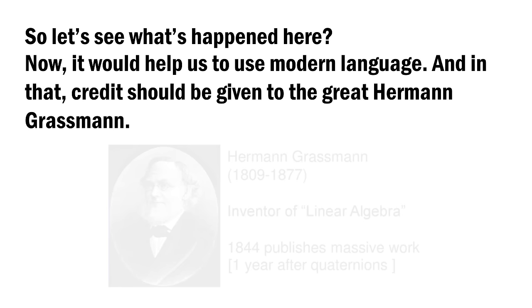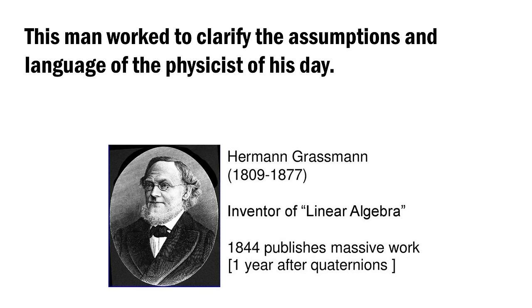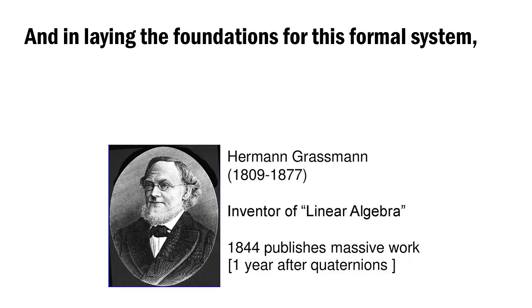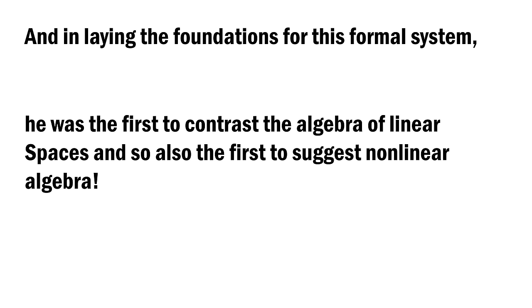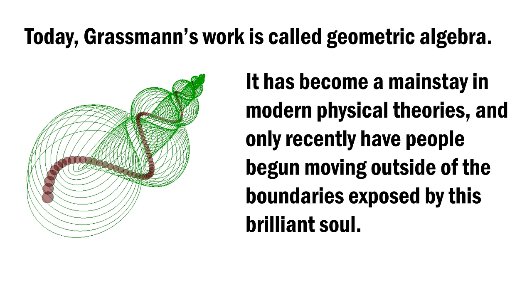Now, it would help us to use modern language. And in that, credit should be given to the great Hermann Grassmann. This man worked to clarify the assumptions and language of the physicists of his day. And by his contemplations, multilinear algebra arose. In laying the foundations for this formal system, he was the first to contrast the algebra of linear spaces and so also the first to suggest nonlinear algebra. Today, Grassmann's work is called geometric algebra. It has become a mainstay in modern physical theories, and only recently have people begun moving outside of the boundaries exposed by this brilliant soul.